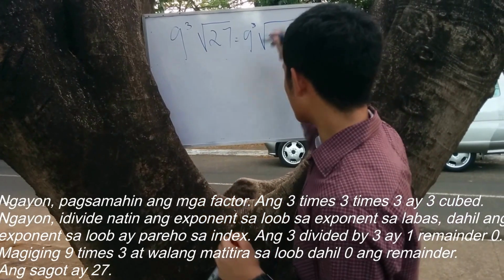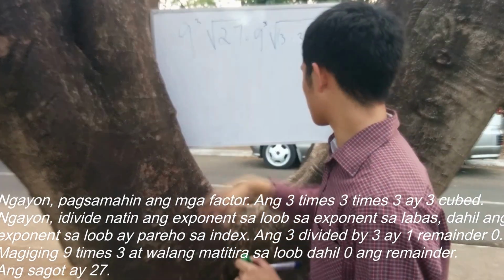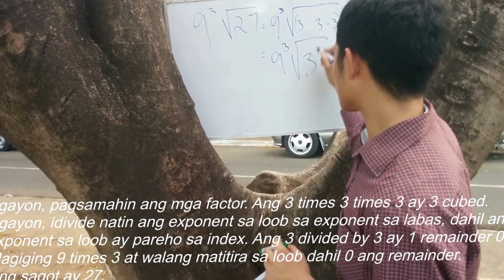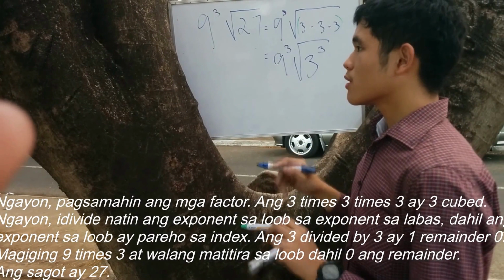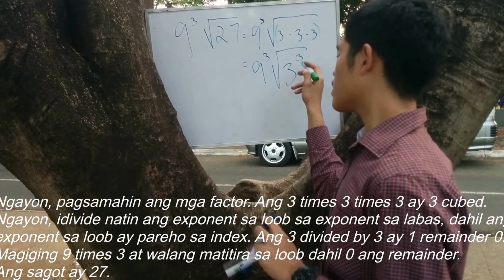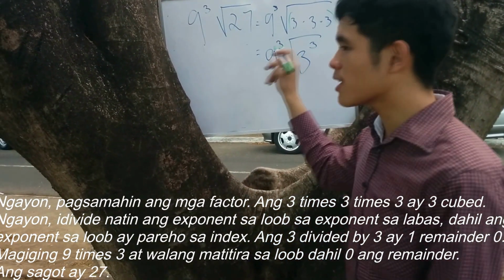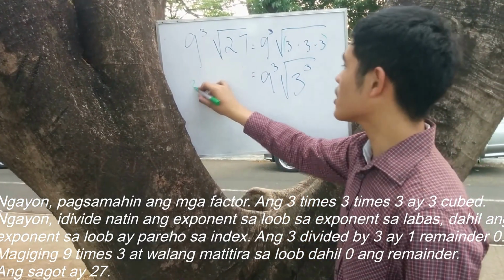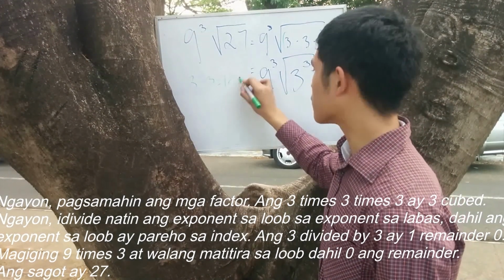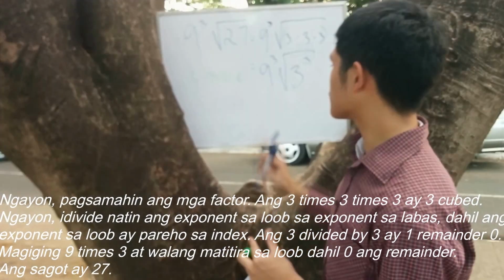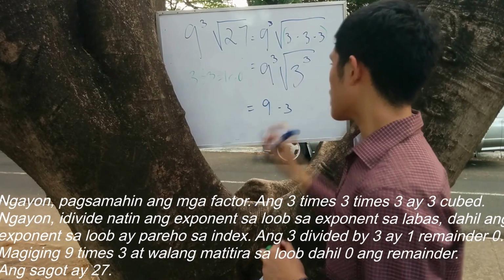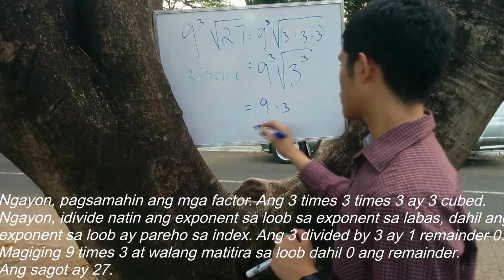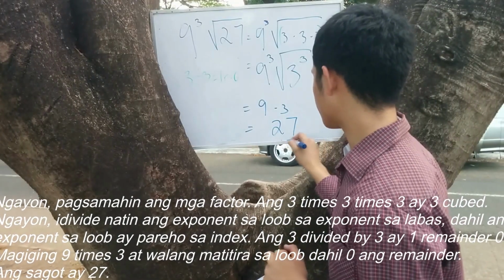I'll group this together. And this becomes 3 to the 3rd. So now we divide the exponent inside by the index since it is greater than or equal to the index. So it is divided with the remainder 0. So it is essentially 9 times 3. And there's no number left inside since we have a remainder 0. So it's equal to 27.